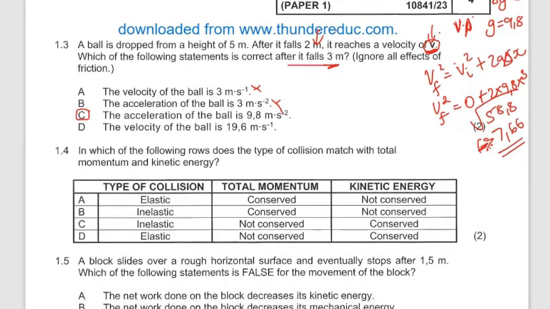Okay, then 1.4. In which of the following rows does the type of collision match with the total momentum as well as the kinetic energy? So with elastic collision, momentum is conserved, kinetic energy is not conserved. This is why. Inelastic, momentum is conserved, that's correct. Kinetic energy is not conserved. So I think it has to be B, because in B, we can see that everything is correct for the momentum and the kinetic energy.